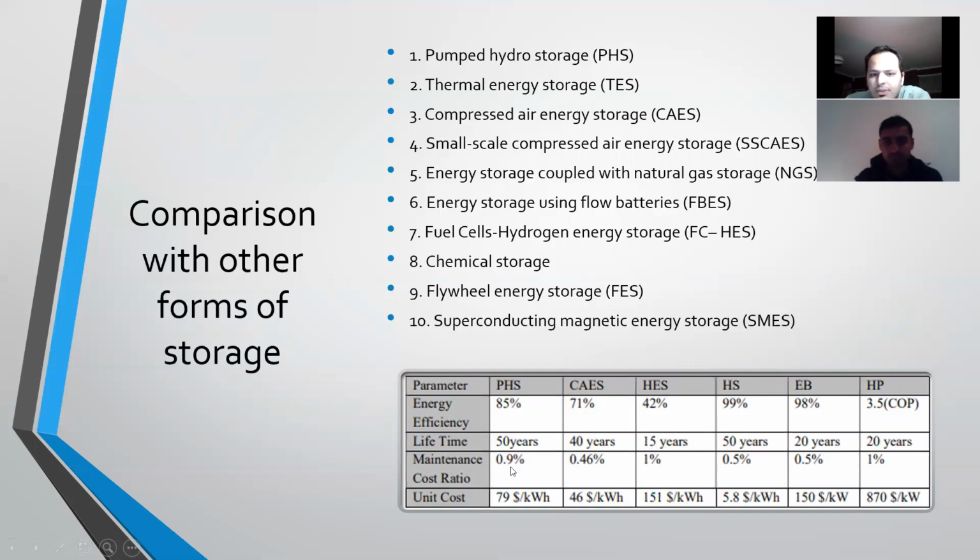And the maintenance cost would be 0.9% for pump hydro storage, whereas all the others are respectively similar except the HP and the HEC. Here we also define the unit cost. There are different unit costs, some are high, like HP is 870, and some are low.